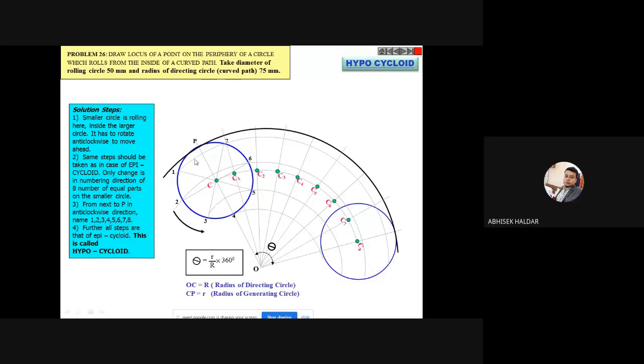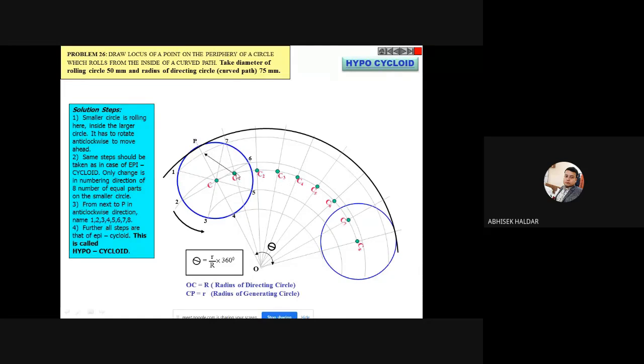Which line should I cut? First line means one line, 1, 7. Here you see the importance of nomenclature. If you start one from this side, then you will also get it, but that is not the proper way of nomenclature. That's why I am saying 1, 2, 3. In this way you have to go with the nomenclature.